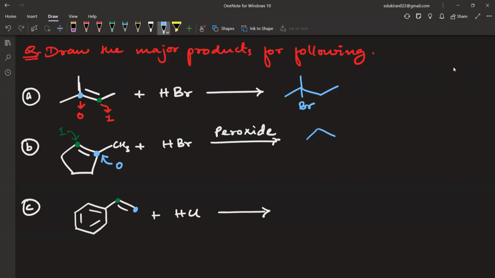Since most of you have given the answers, let me write the answers here like this. CH3 will be as it is, the bromine will get attached here. So it will get attached here.